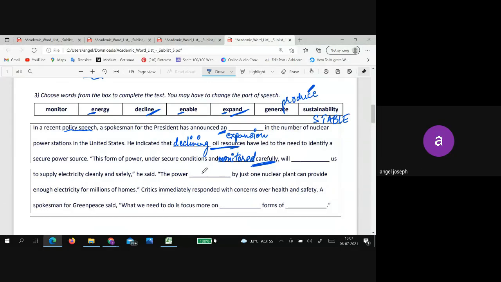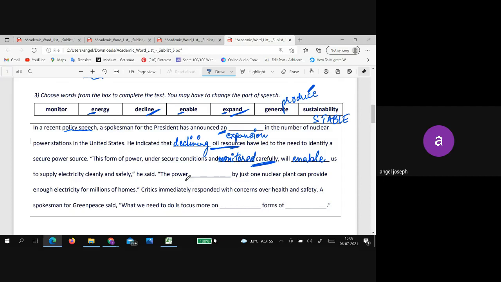Okay guys, let's move forward with the last part that we were at. Monitored carefully. So this form of power, that is nuclear power, under secure conditions and monitored carefully, will dash us to supply electricity cleanly and safely. What can we put here? Will something like help us to. Enable. Very good. Enable us to supply electricity cleanly and safely.